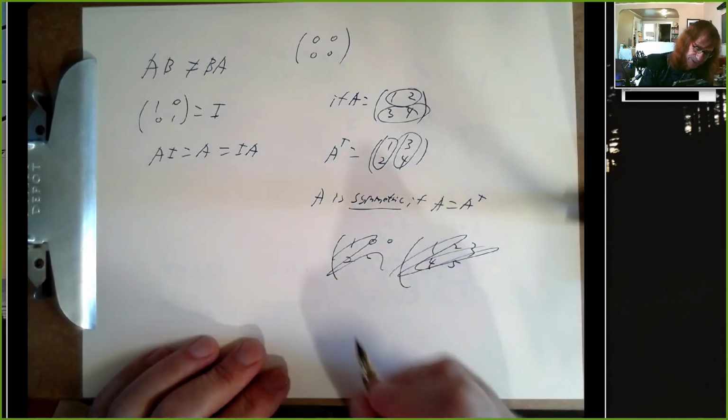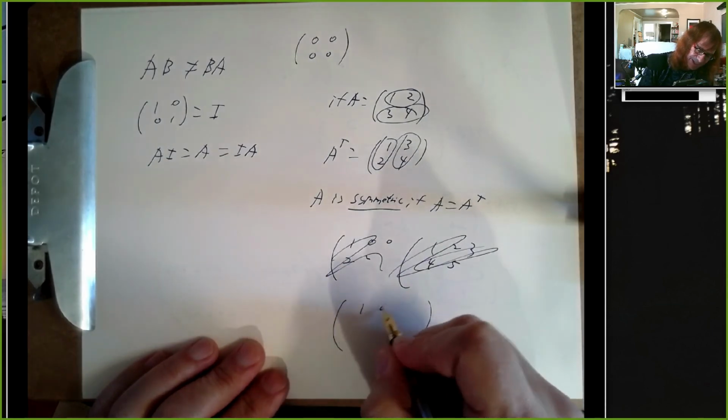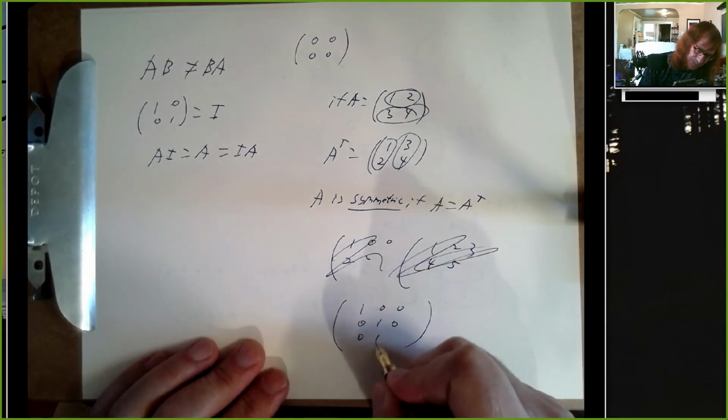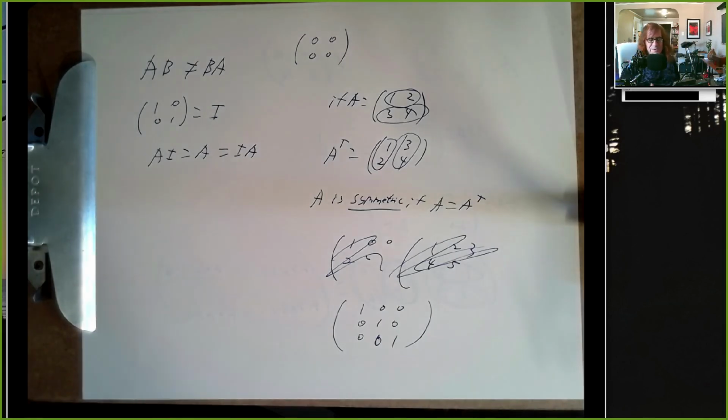Yeah, I can't draw a symmetric matrix off the top of my head. Well, the identity matrix, for example, is symmetric, because if you swap the rows and columns, you get the same matrix back.